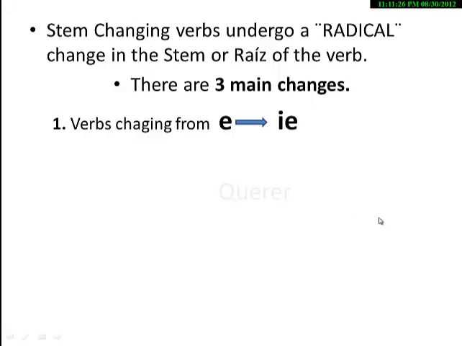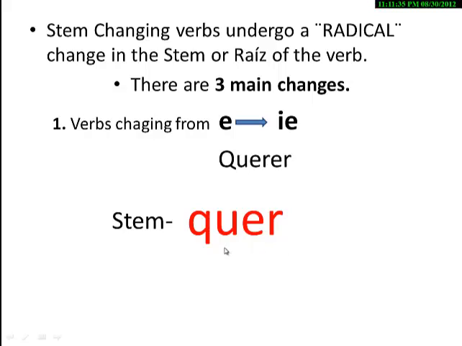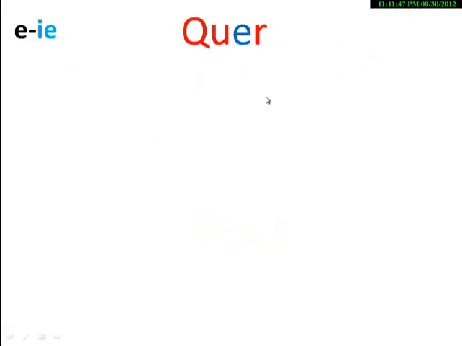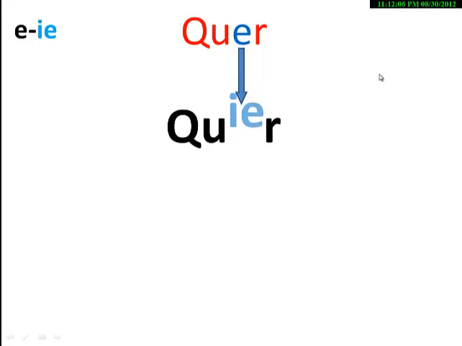For example, let's say we've got the verb querer. The stem of querer is quer, Q-U-E-R, and the ending is er. What we really want to focus on is just the stem, la raíz, because this is where our stem change is going to happen. We're looking at stem changes from E to IE. The E is going to switch into IE, and that is our stem change.